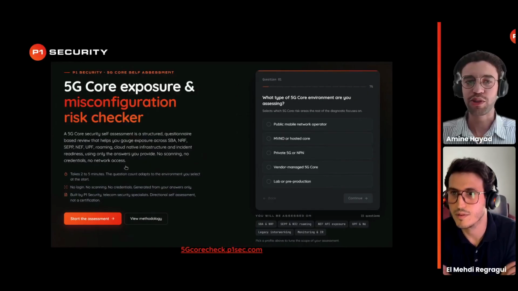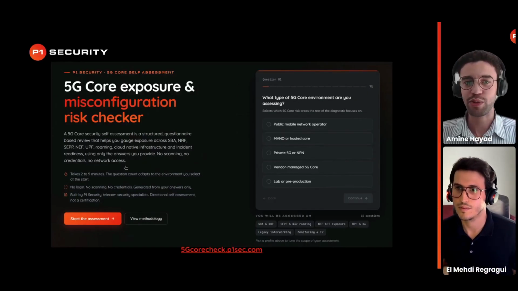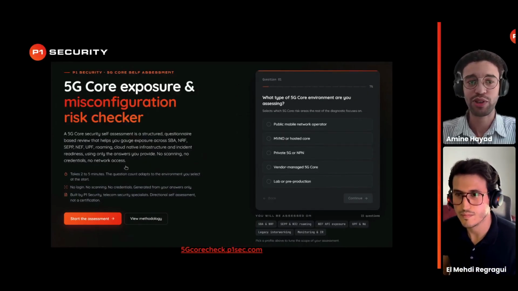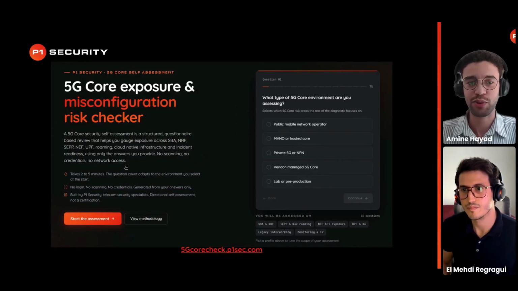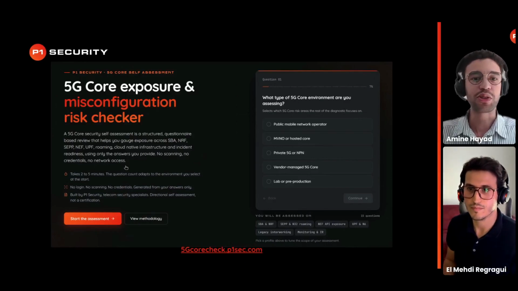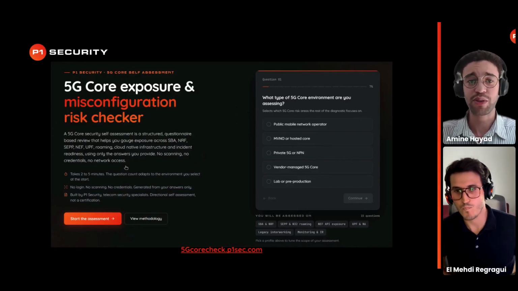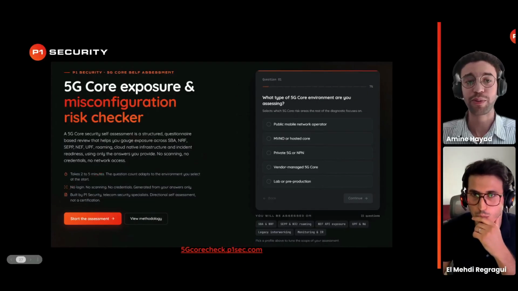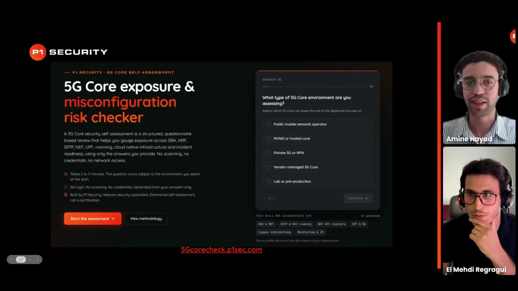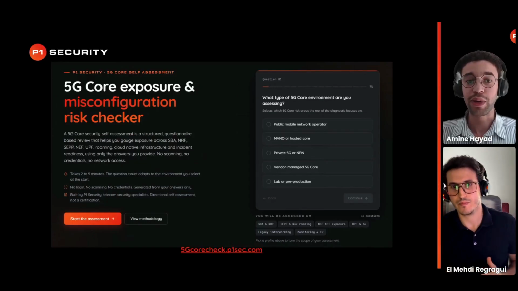We built a 5G Core Check. It's a free self-assessment platform that helps operators and telecom professionals quickly evaluate the security posture of their 5G core. In just a few minutes, you receive a personalized score along with practical recommendations. And of course, at the end, there will be a report to check. So this is a first look. We haven't shared it yet.